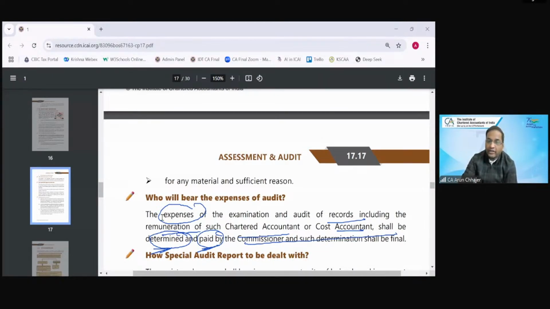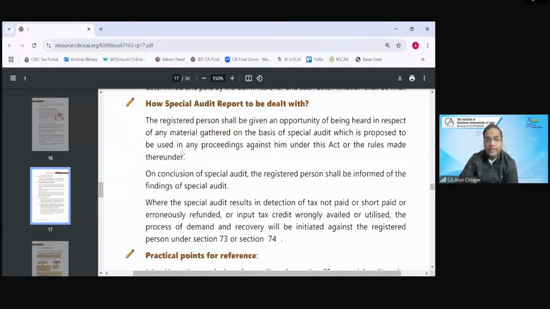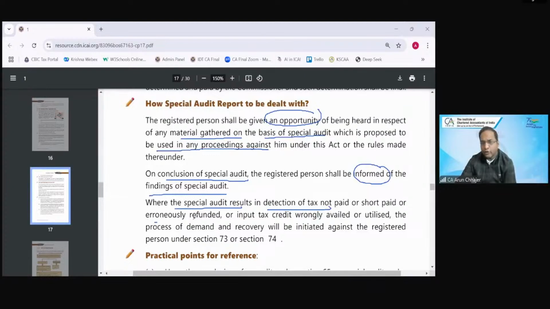How is the special audit report to be dealt with? The registered person shall be given an opportunity of being heard in respect of any material gathered on the basis of the special audit which is proposed to be used in any proceeding against him under this Act. On conclusion of the special audit, a registered person shall be informed about the finding. Where the special audit results in the detection of tax not paid, short paid, erroneously refunded, or ITC wrongly availed or utilized, the process of demand and recovery will be initiated under section 73 or 74.